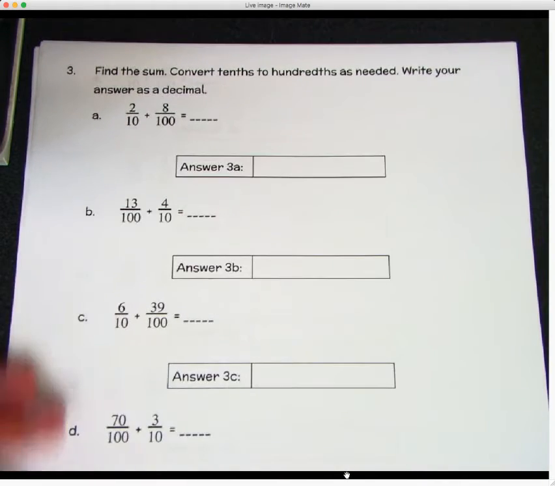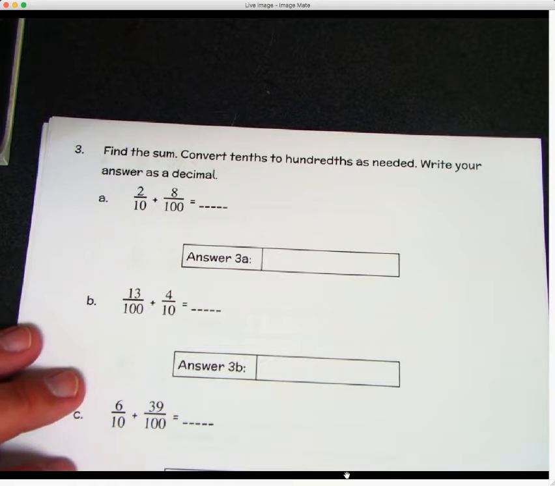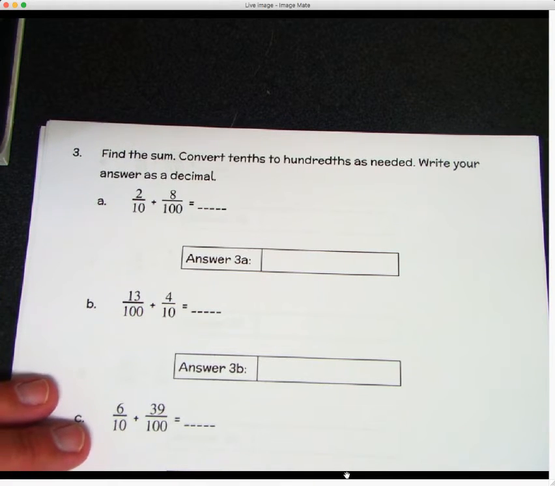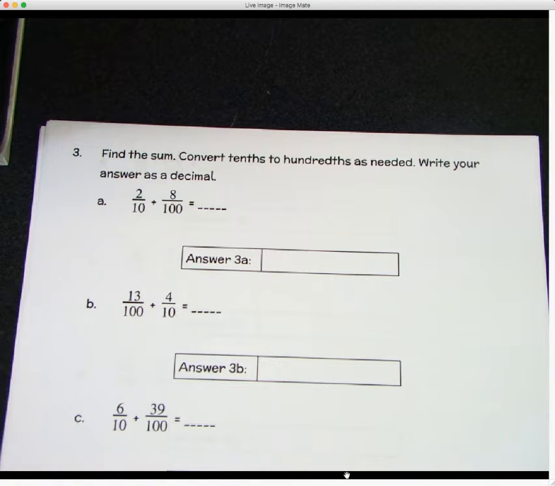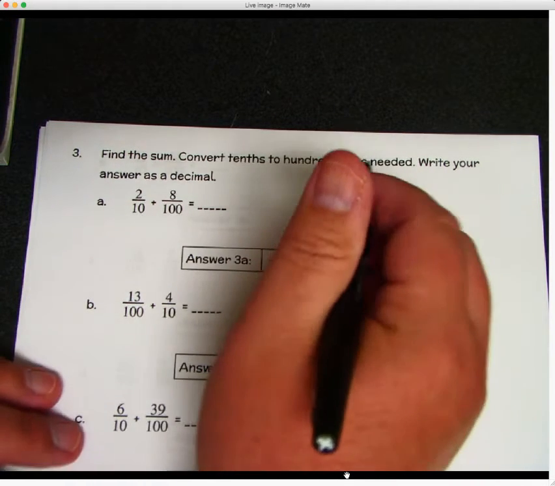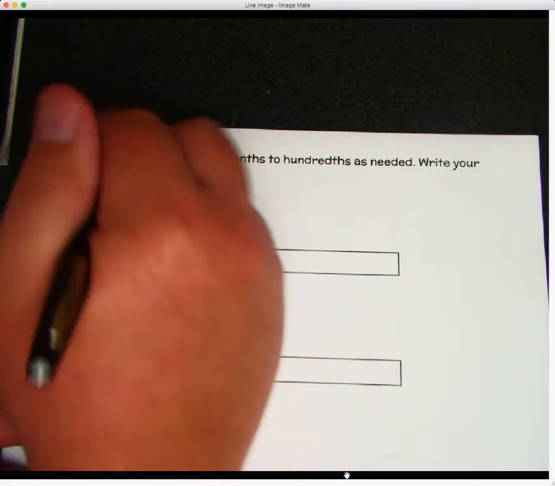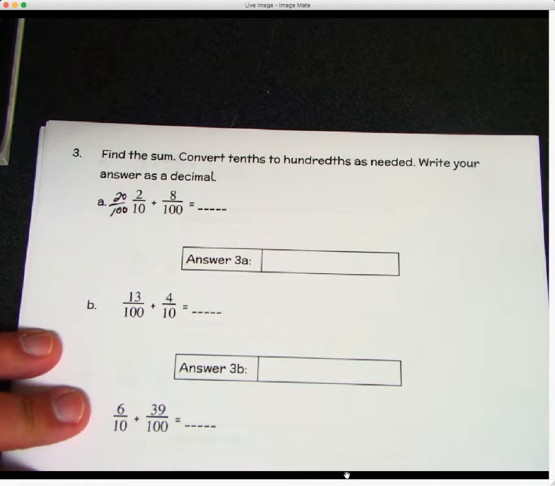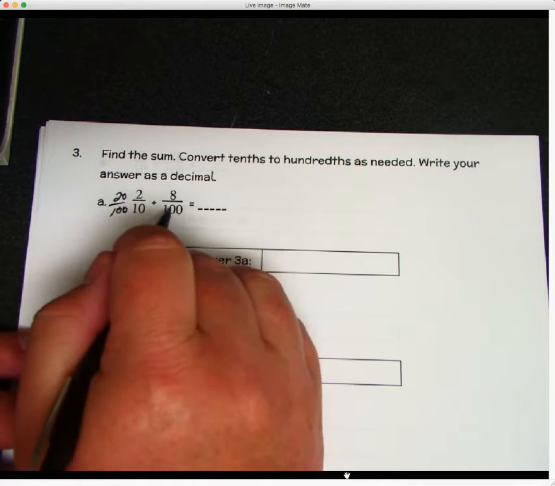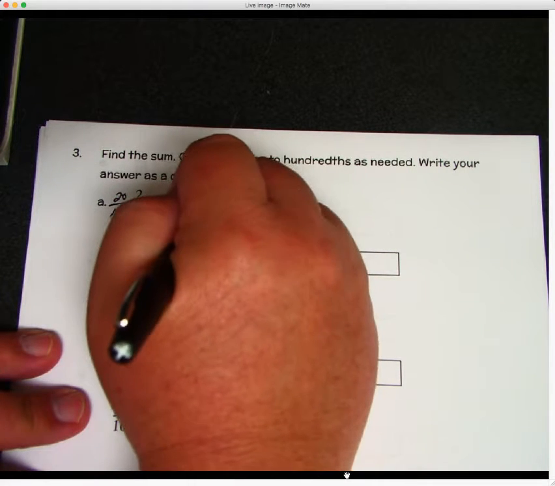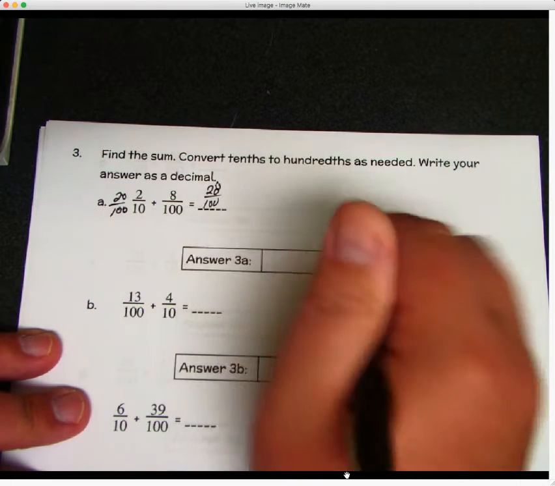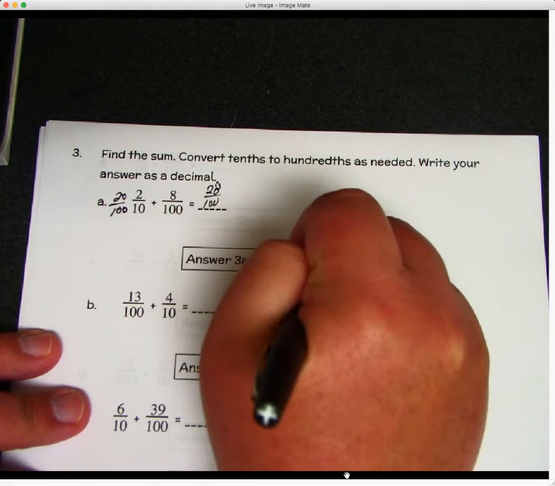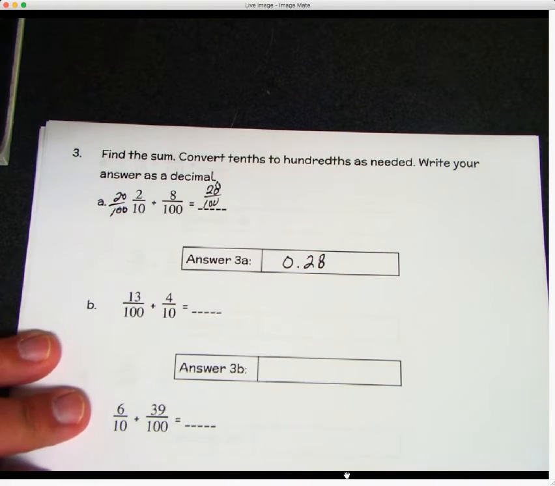Now let's see what the next part says. Find the sum, convert the tenths to hundredths as needed. Write your answer as a decimal. We got to write it as a decimal this time. Okay, so don't forget to do that part. 2/10 is what? How many hundredths is that? That's 20 hundredths. 20 hundredths plus 8 hundredths is 28 hundredths, but we got to write it as a decimal, which looks like that, 28 hundredths.